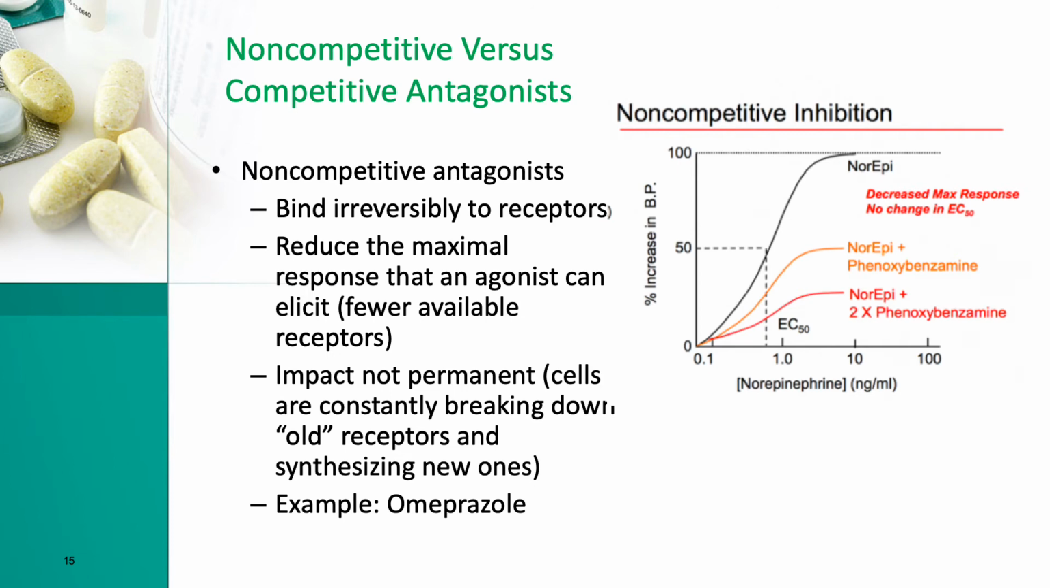The figure on the right demonstrates the binding of phenoxybenzamine, which is used to treat a pheochromocytoma, which is a tumor of the adrenal gland, blocking norepinephrine. The norepinephrine does not have as great of an effect due to the decrease in the number of available receptors. Likewise, omeprazole irreversibly blocks the hydrogen-potassium ATPase enzyme at the receptor in the final stages of acid production.